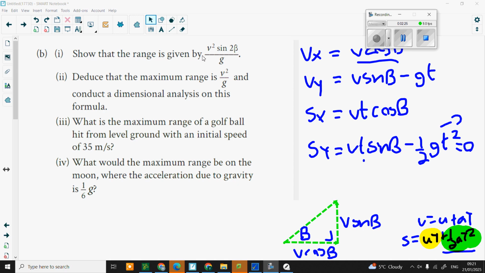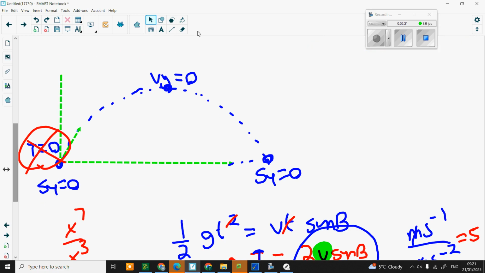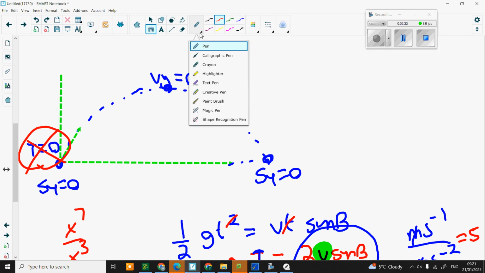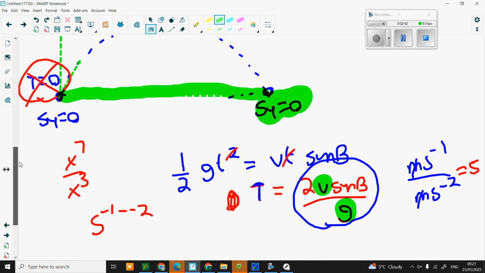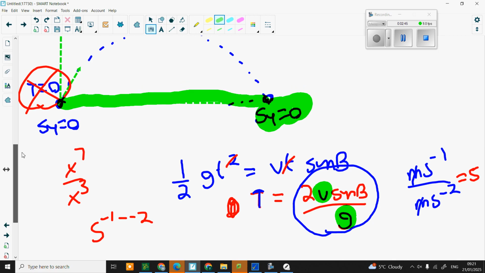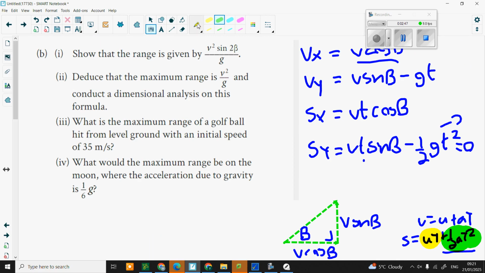Okay. You have to find the range now, and you're using your four equations to do that, aren't you? And we all know that range is what? What distance is range? It's the sx direction at the time of flight. And we already have the time of flight, don't we? 2v sine b over g.